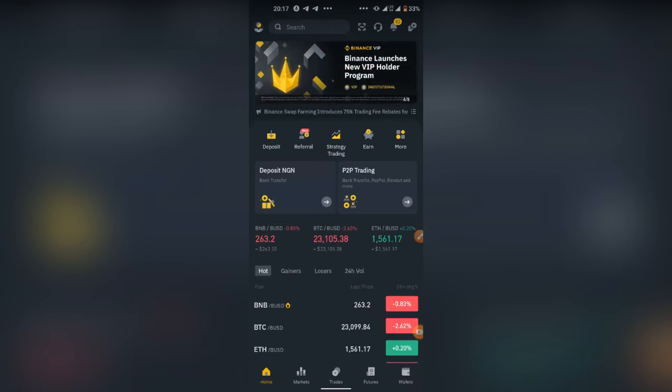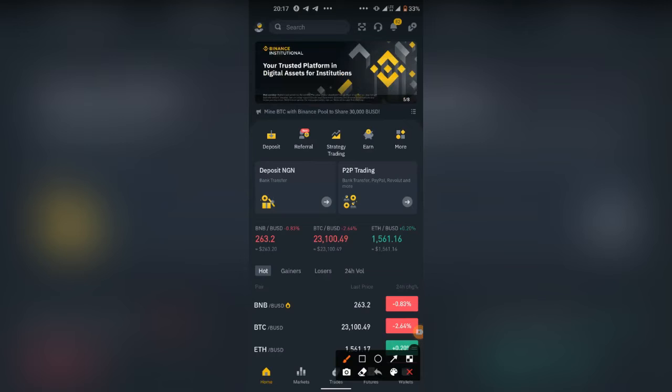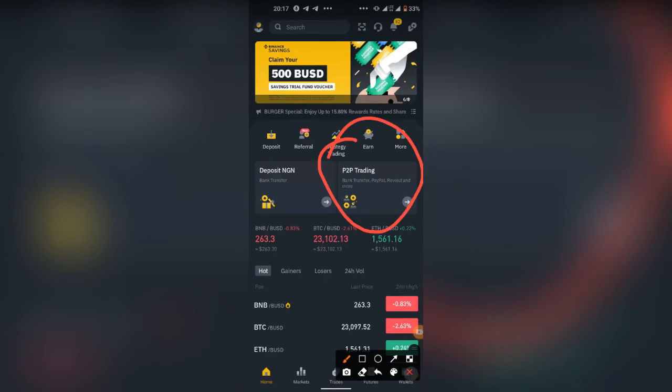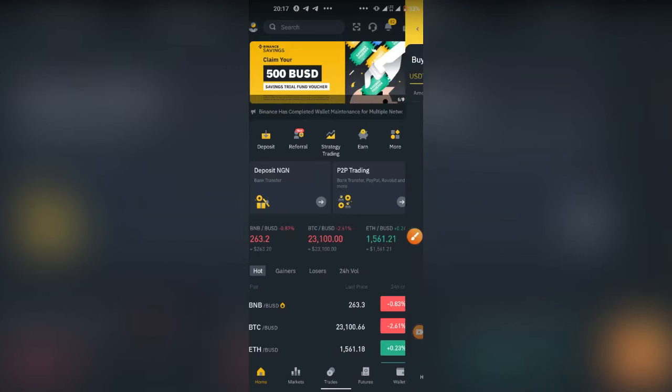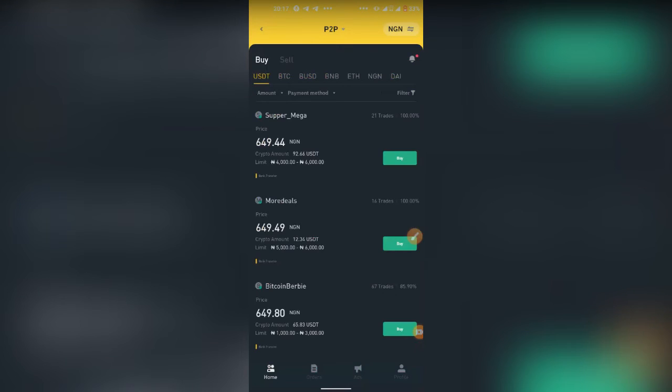So after that, what else do you do? Remember, you must have created your Binance account. So what else do you do? You click here. So you go to P2P trading. So you go to the P2P platform. Here in the P2P platform, the current exchange rate is 649.44 naira per dollar.